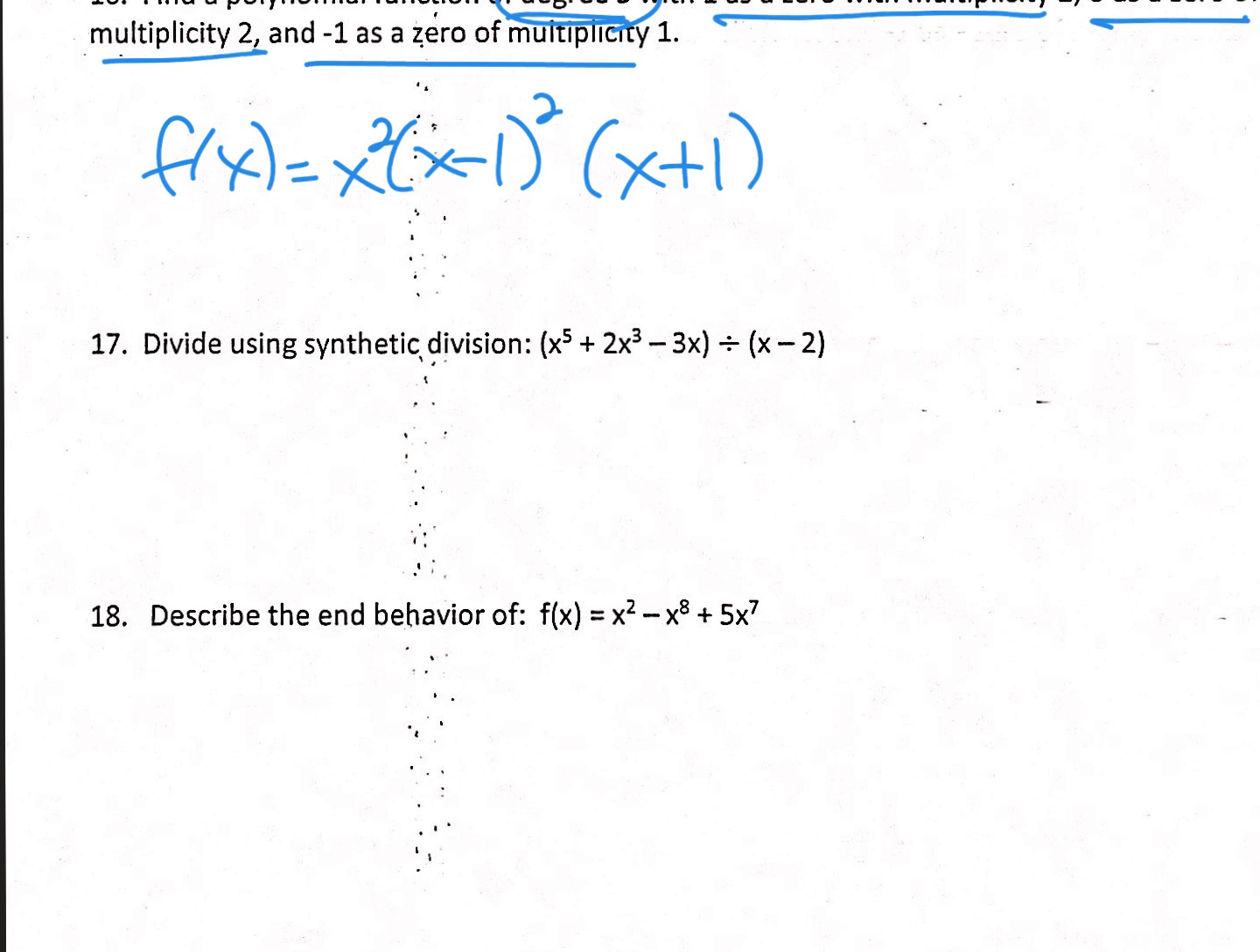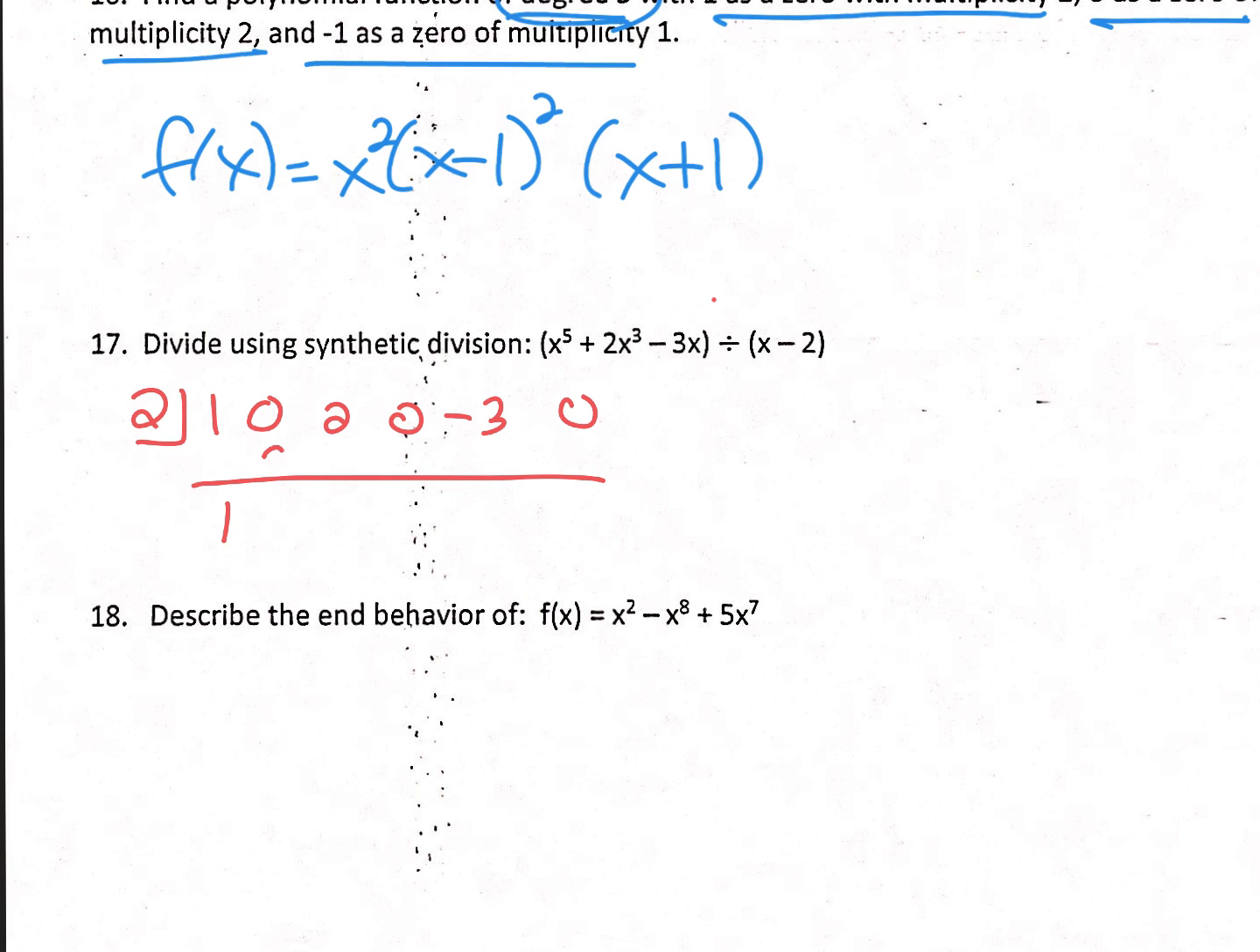17. 17 just says divide using synthetic division. I'm putting the 2 in the box. Watch this. 1, 0, 2, 0, -3, 0. There's a 0 at the end because, as I said in class, there's no plain number at the end. There's no constant at the end. You must put a 0 there if there's no number.